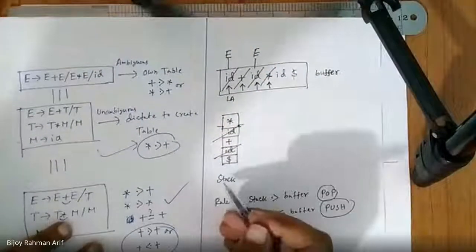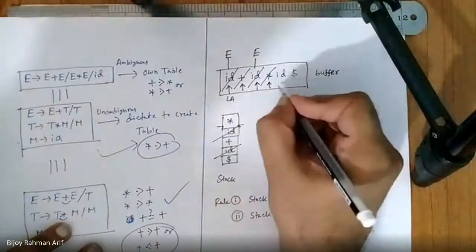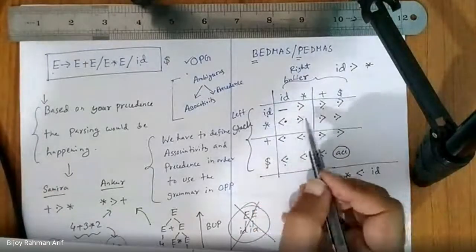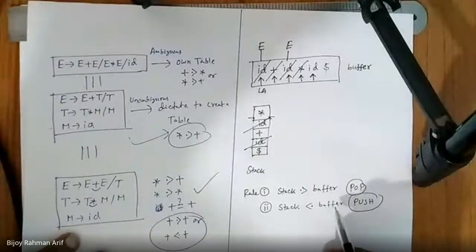Now, stack entry is star and buffer entry is ID. Which one is bigger? ID. So buffer entry is bigger. What are we going to do? Push.